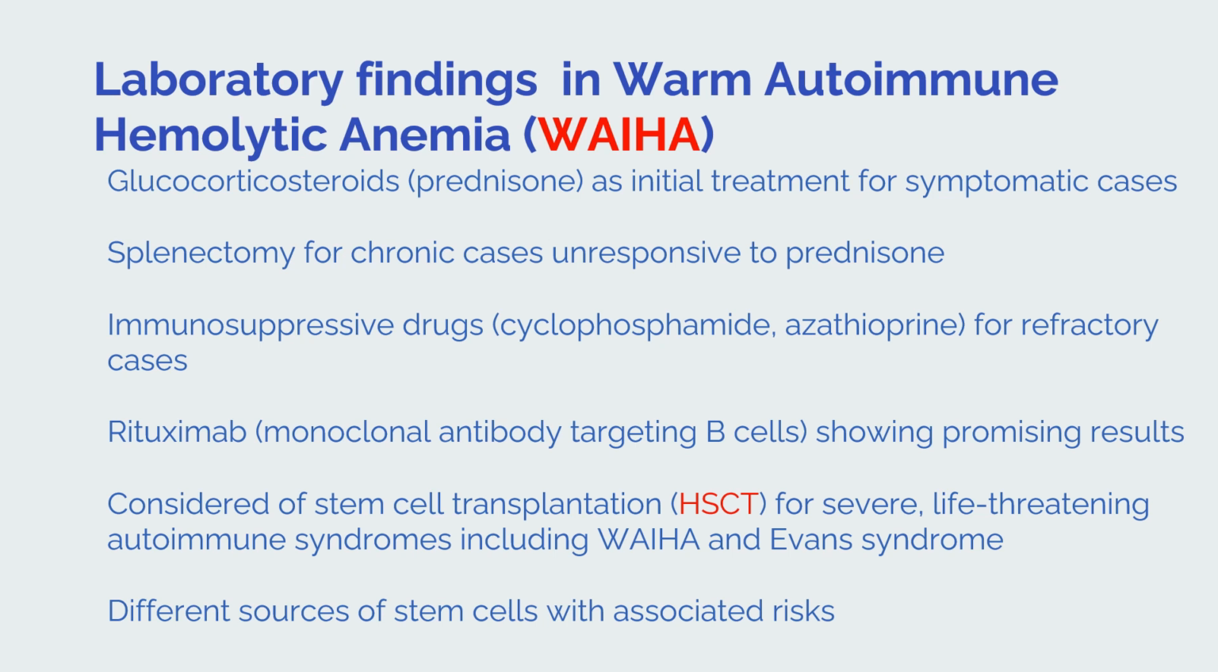Managing the underlying condition in secondary WAIHA often helps control hemolysis and anemia, and RBC transfusion may be necessary in cases of critically low hemoglobin levels, although compatibility with the autoantibody can be challenging and should be closely monitored. With a range of treatment options available, the management of WAIHA requires a comprehensive and individualized approach.